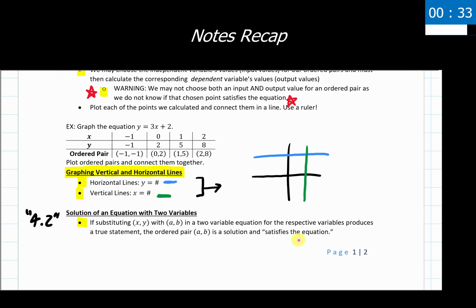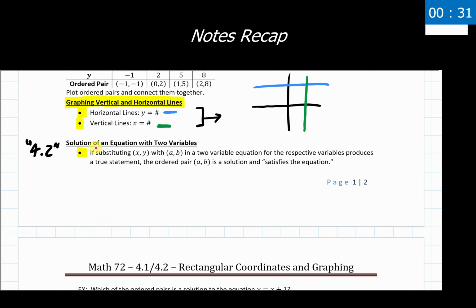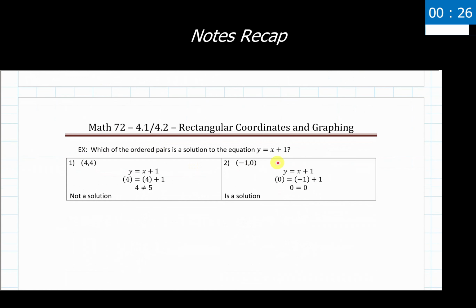And last but certainly not least, we determined how we find a solution to an equation if we are given 2 variables. So we're given something, we're checking, is this point a solution? Yes or no. Is this point a solution? Yes or no. And all that is just plugging in the x and y values into the equation and checking to see if both sides are equal to each other or not. If they're equal, it is a solution. If they're not equal, it's not a solution. And that's everything for the 4.1 and 4.2 material.